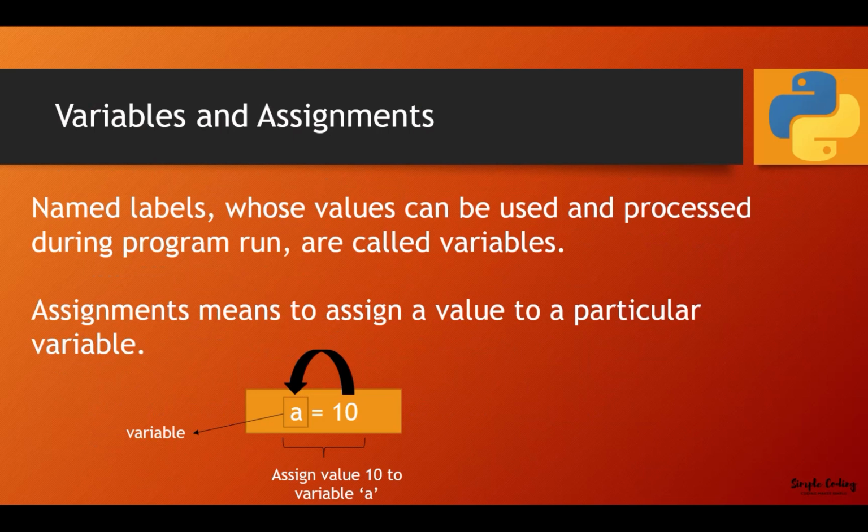Next, variables and assignments. So what are variables? Variables are named labels whose values can be used and processed during program run. And what are assignments? Assignment means to assign a value to a particular variable. For example, a = 10. Here a is a variable and 10 is a value which is assigned to the variable a.